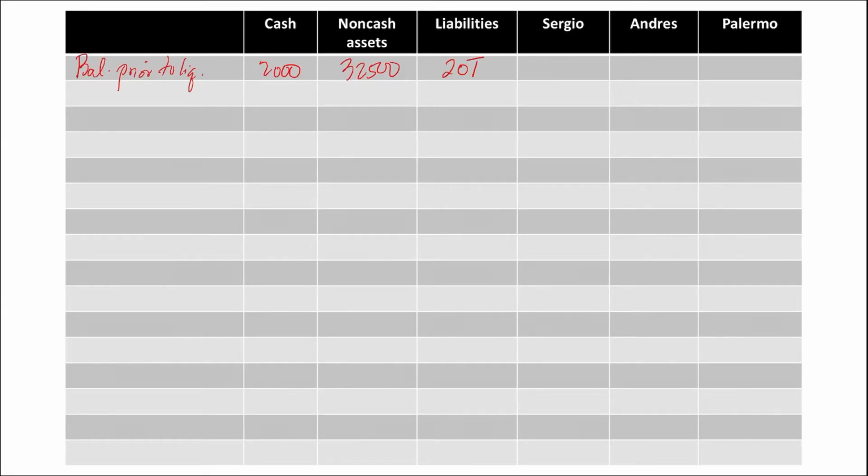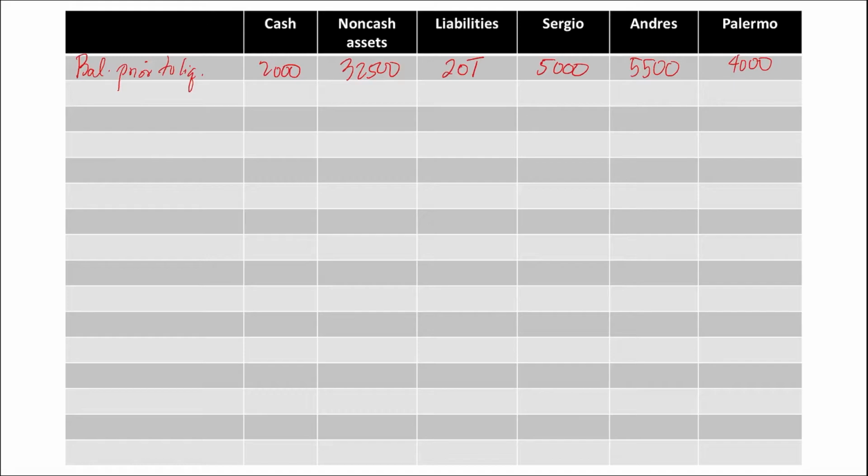May loan under liabilities of the partnership for Sergio. Anong ibig sabihin yan? May utang si partnership kay Sergio. So, ano ang treatment natin dyan? Add. So, 4,000 plus 1,000, 5,000. Andres, 6,000. May related loan ba kay Andres? Yes, under assets. So, ibig sabihin, may receivable yung partnership kay Andres. So, ano treatment ng 500? Minus. 5,500 na lang siya. Then, si Palermo, wala naman siyang related loan. So, 4,000.